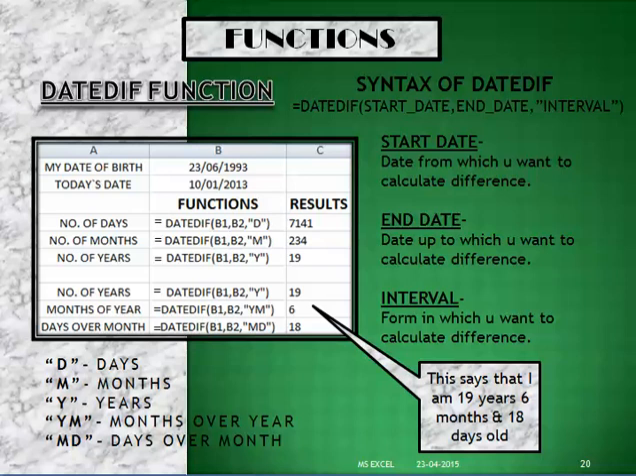For example, for number of days, we simply use the letter D in double quotation marks, and the result will be 7141 days from the start date to the end date. Similarly, we can use the procedure for number of months, number of years, months of a year, days of the month.